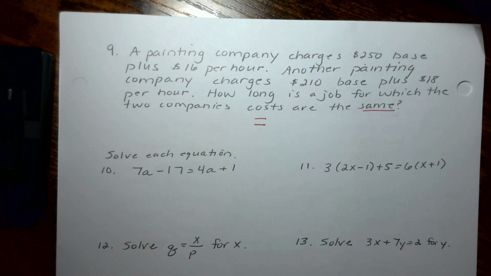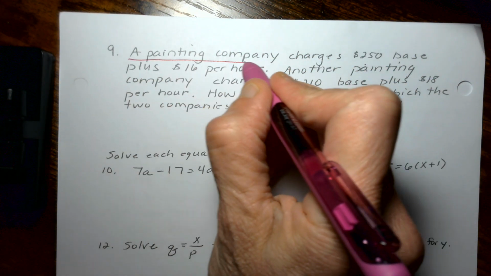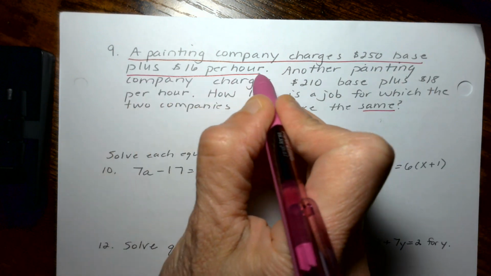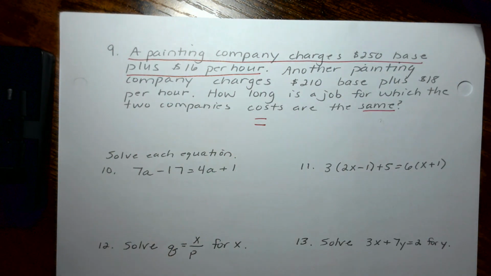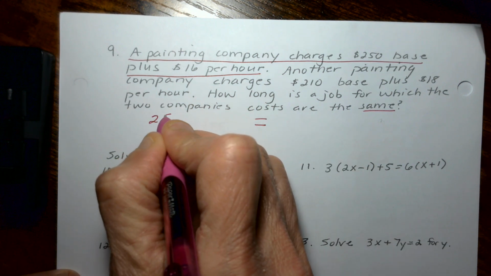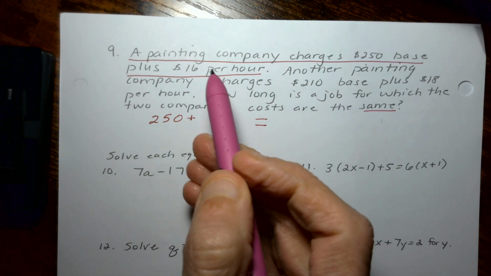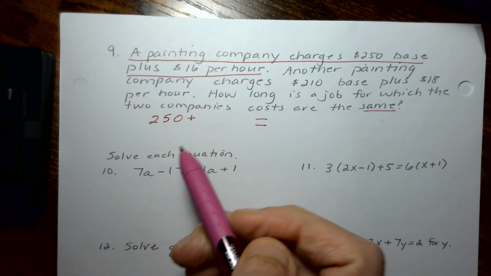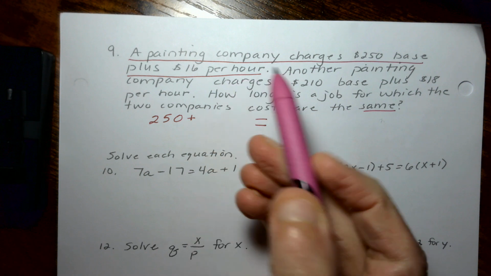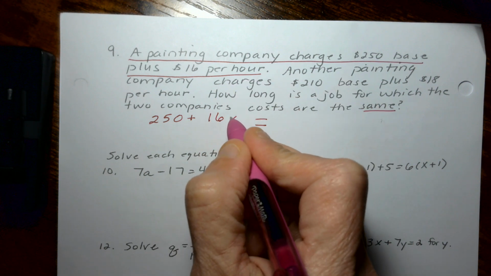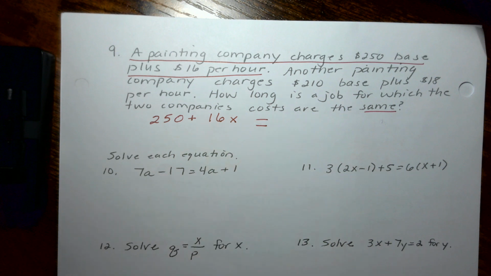So let's just take a look at this first company. I'm going to do this one in pink. The company charges $250 base plus $16 per hour. Base means you pay that for sure. So if this painting company comes to you, you're going to pay $250 no matter what, plus you're going to add an additional charge of $16 for every hour they're there. The thing that's changing is we don't know how many hours they are there, right? So we're going to put that as our variable, x, or h, whatever you want to put for a variable.